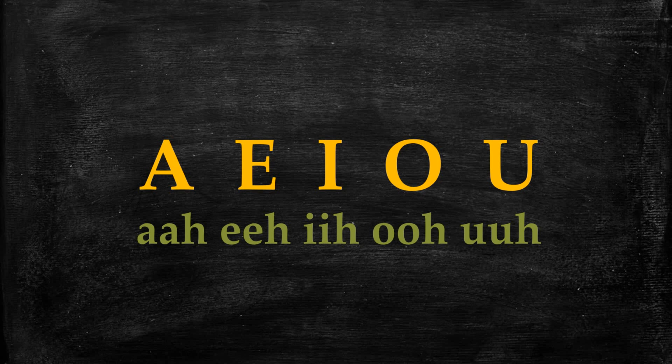So the five vowels A, E, I, O, U are pronounced A, E, I, O, U.